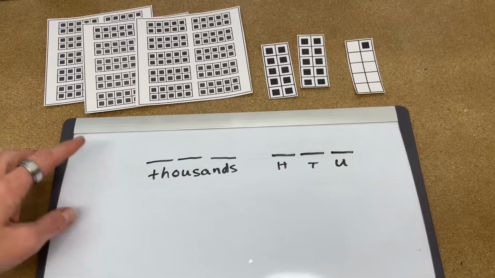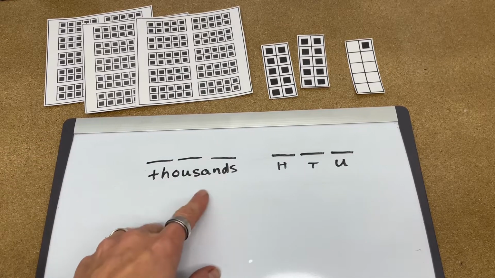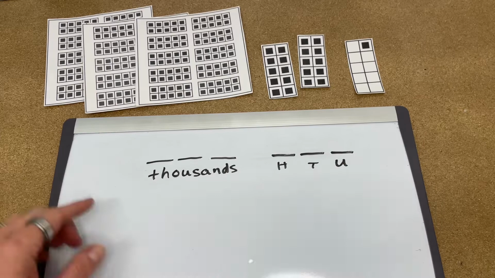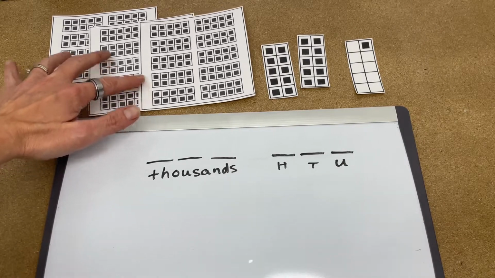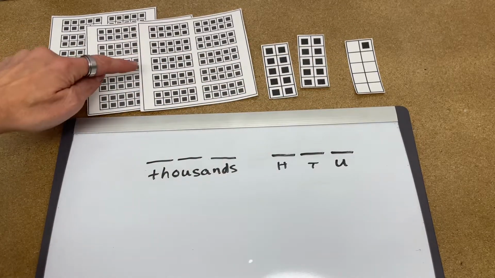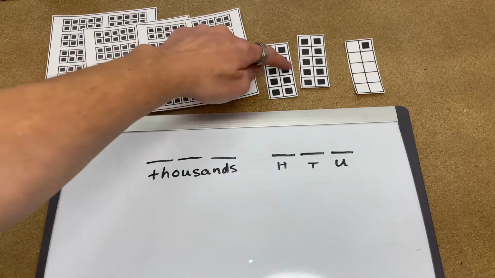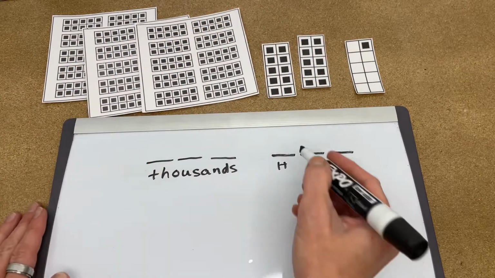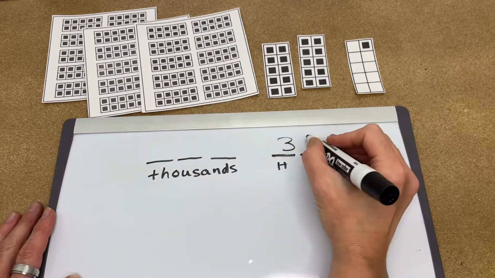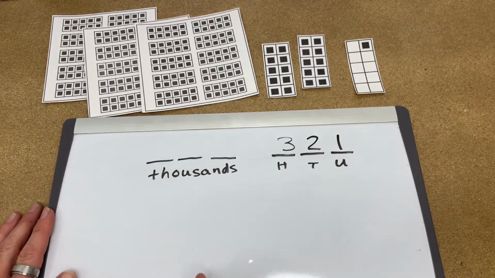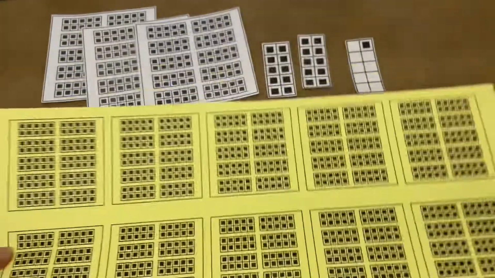To learn numbers between 1,000 and 999,000, we need to remember how we do hundreds, tens, and units. So if we count them, 100, 200, 300, 10, 20, and a 1. So we have 321. And what if we add 1,000?